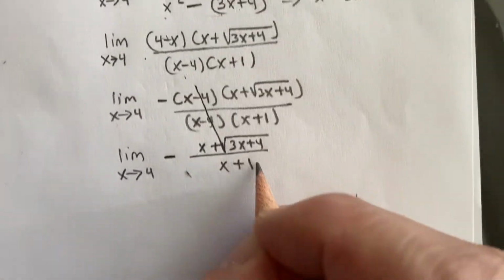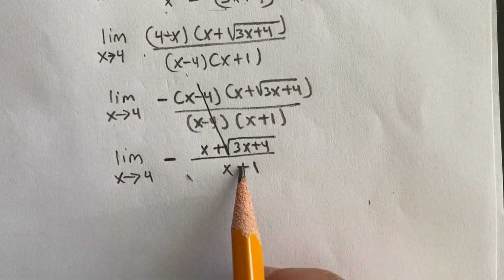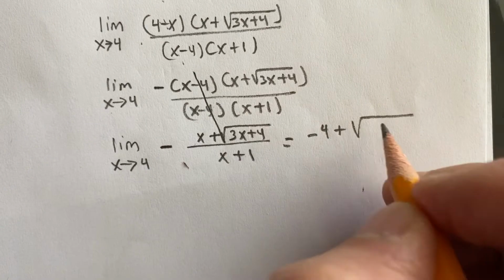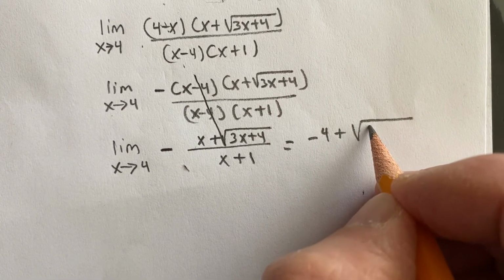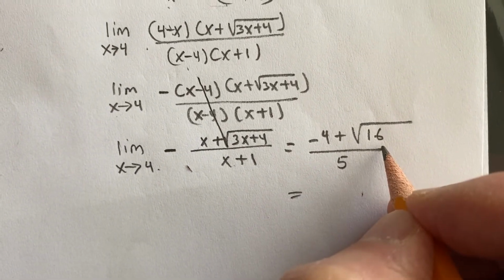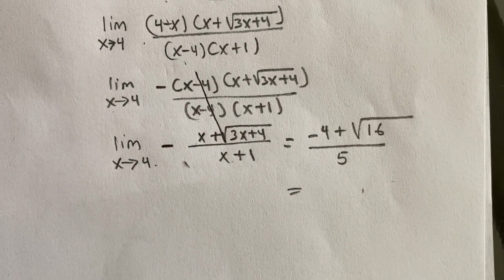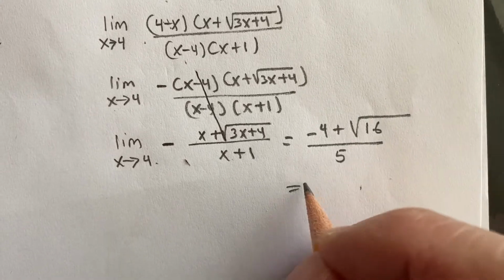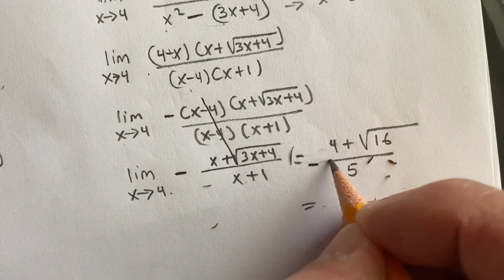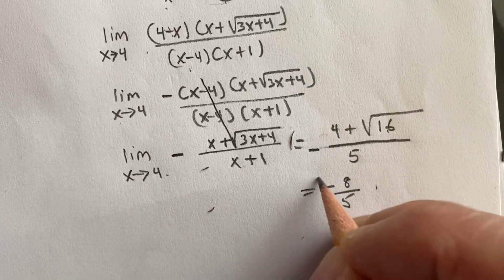And now if I use direct substitution, I'm actually going to get a number that's not going to make a 0 in the denominator. So finish up this problem right here. There should be -4 plus the square root of 12 plus 4, which is 16, over 4 plus 1, which is 5. Square root of 16 right here is going to give me 4. And actually, I got a little bit sloppy here. This negative should be right at the bar. Square root of 16 is 4. 4 plus 4 is 8. So your final answer is -8 over 5.